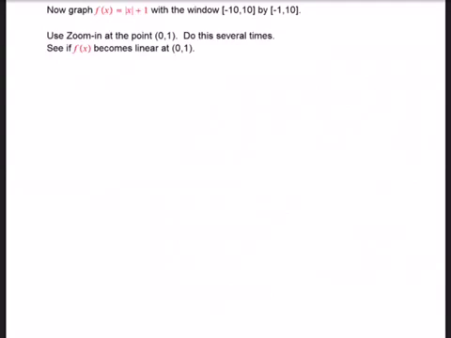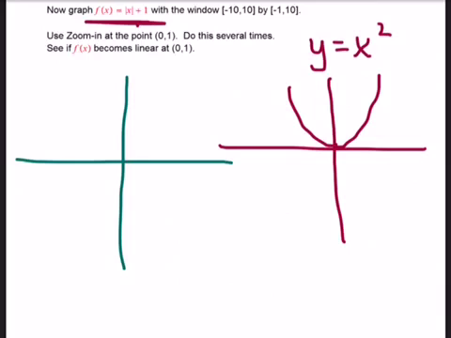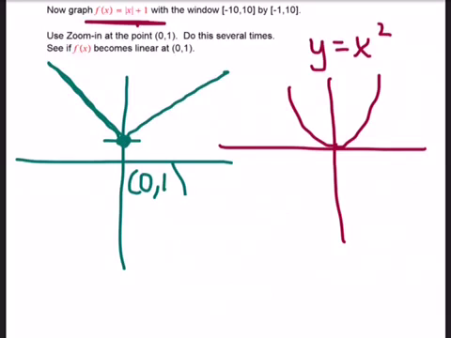Okay, so let's look at another function. I want you to look at f of x equals absolute value of x plus 1. We've already explored y equals x squared, so I'm just going to redraw that. And I want us to first compare this to the absolute value of x plus 1. That is the absolute value function that looks something like this. It has its vertex at the point 0, 1, and it is linear on either side.